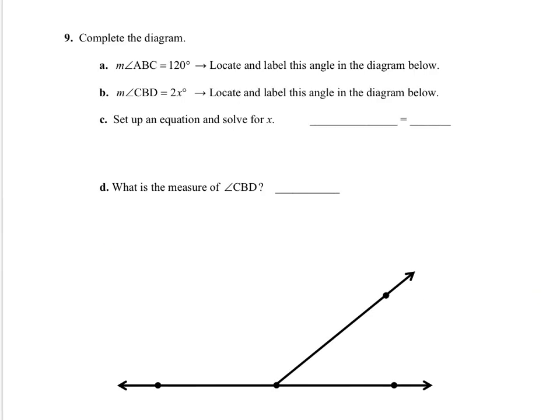At number 9 it says complete the diagram. So for part A it says the measurement of angle ABC is equal to 120 degrees. It says locate and label this angle in the diagram below. Well, 120 degrees is obtuse, so guess what? This is going to be 120 degrees. Now we've got to label the points. The middle point is B. Then you get A, B, and C. All right, that's 120 degrees.